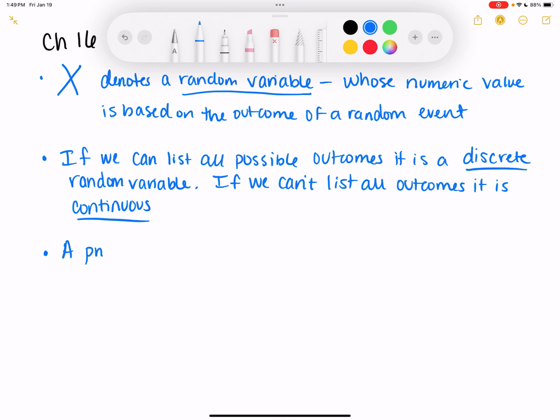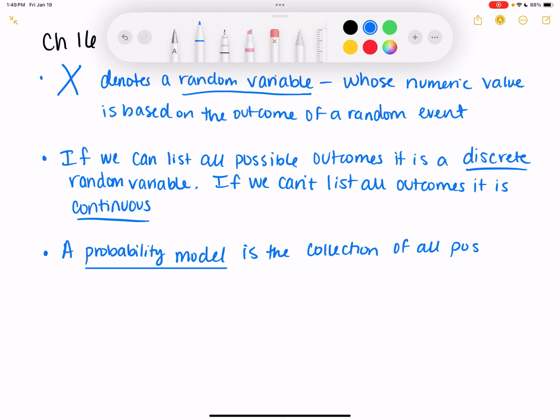A probability model is the collection of all possible values and the probability of each.